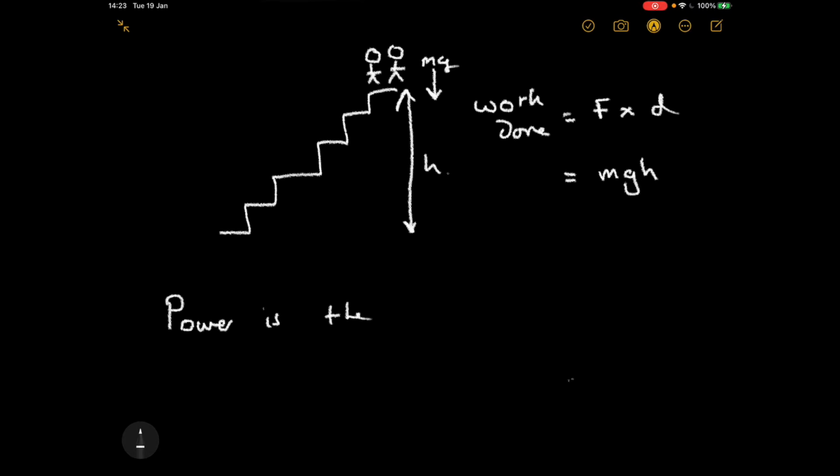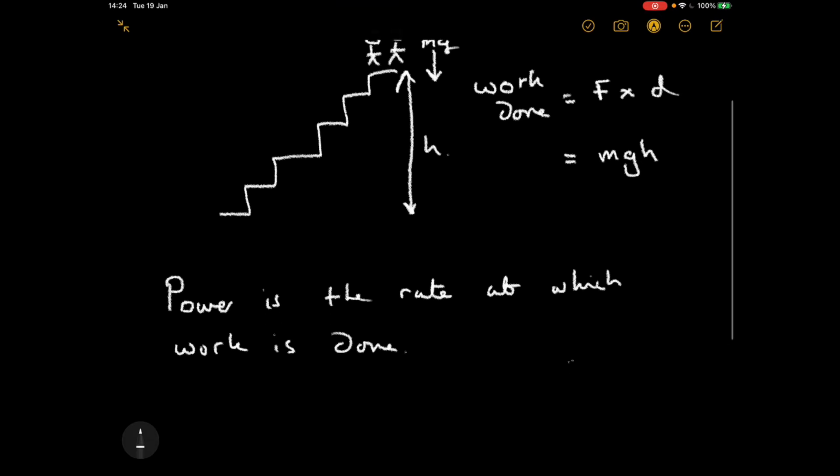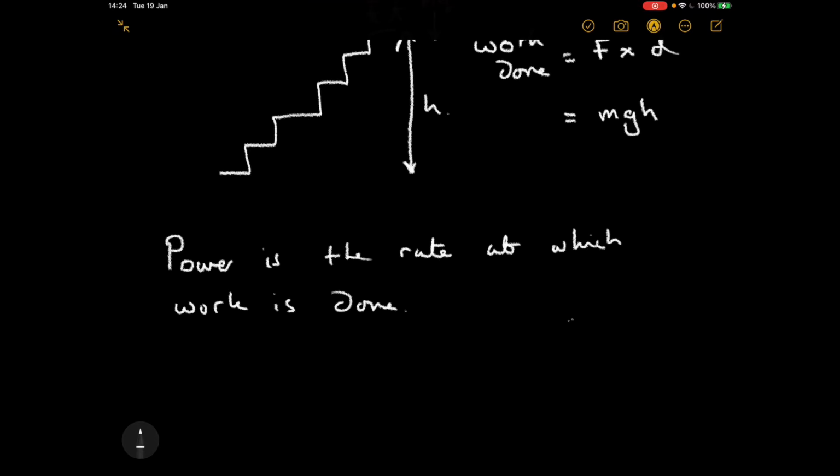is the rate at which work is done. Remember that work is just an energy transfer. Any form of energy transfer is work. Power is the rate at which that energy is transferred. It's defined by the equation power is equal to work done over time taken.